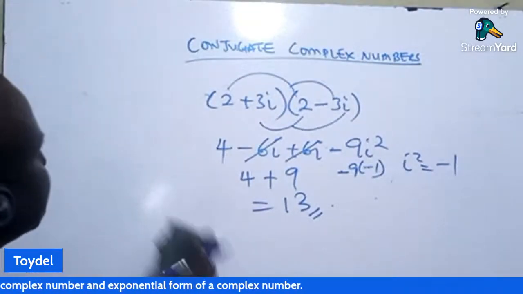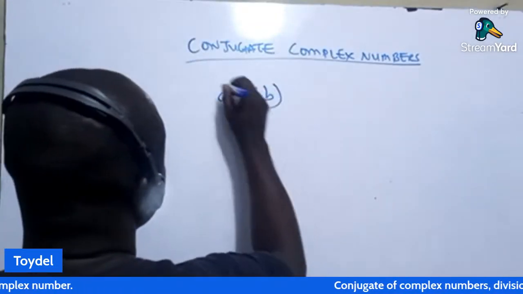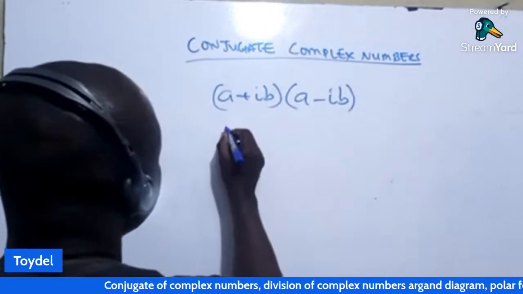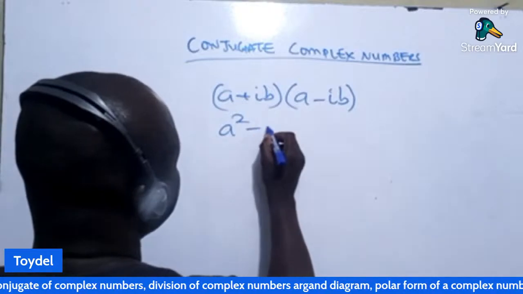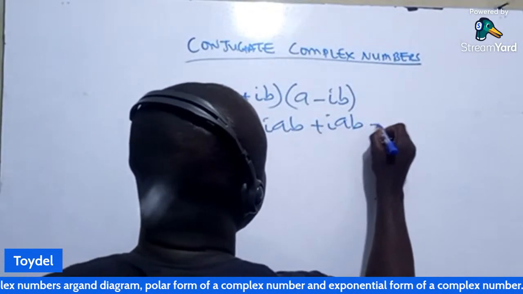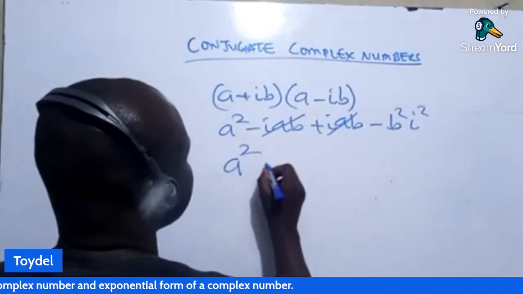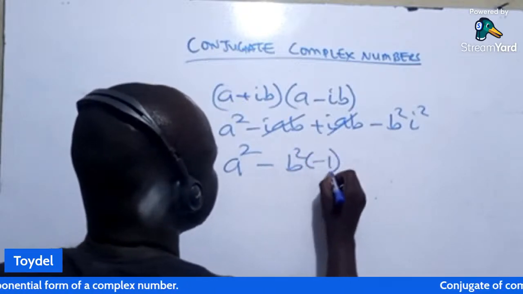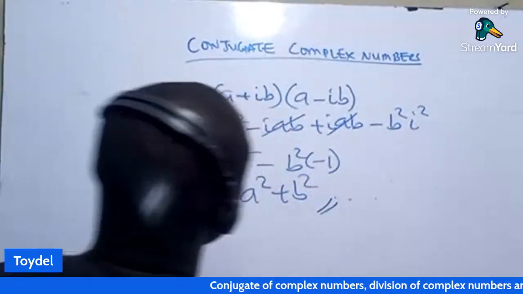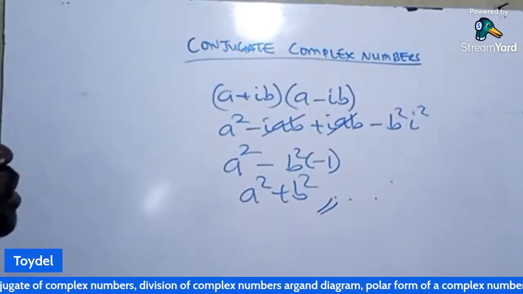And in general, if you have a plus ib to multiply its conjugate, the conjugate of this will be a minus ib. Then you are going to have a squared minus iab plus iab, then minus b squared i squared. This will take care of this. You are going to have a squared minus b squared into bracket minus 1. Minus times minus is plus. So you have a squared plus b squared. So when you use a complex number to multiply its conjugate, you are going to get a real number.